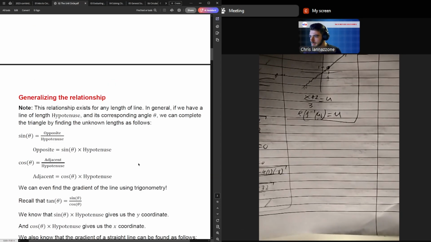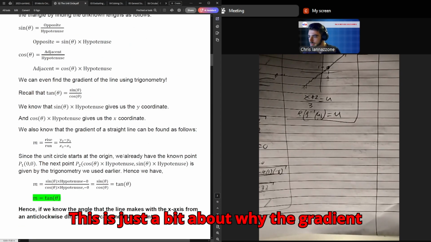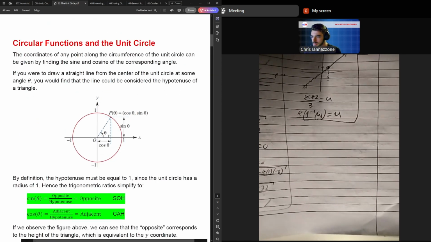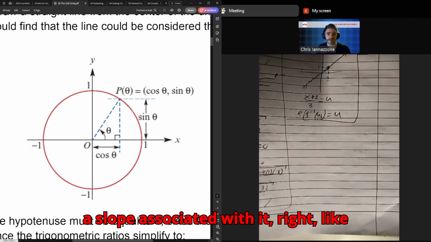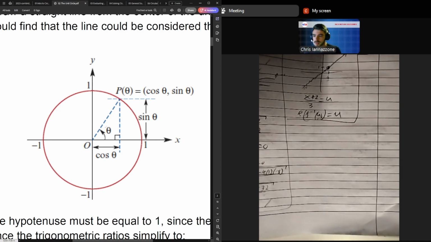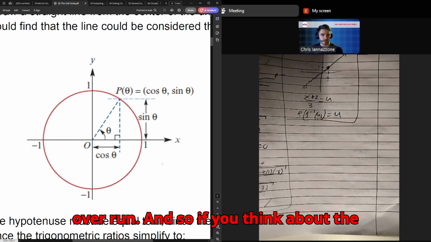Okay. So that's just a bit about why the gradient is tan theta. If you look at this line here, this hypotenuse, that has a slope associated with it, like any other linear line would. The slope of any line, or the gradient of any line, is always given by the rise over run.